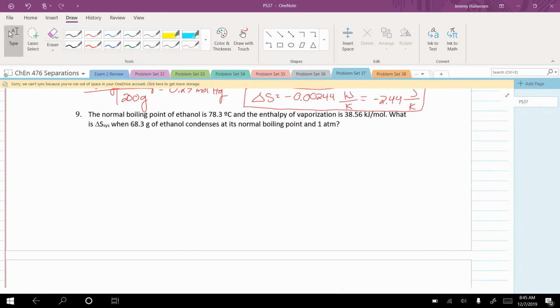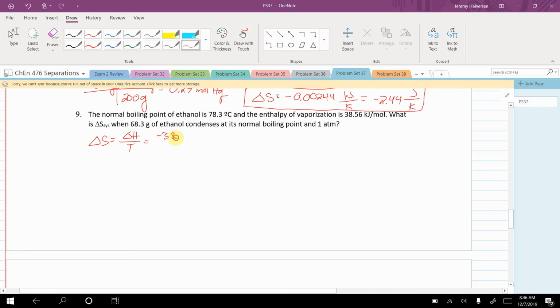All right, the normal boiling point of ethanol is 78.3 degrees Celsius. The enthalpy of vaporization is 38.56 kilojoules per mole. What's the delta S of the system when 68.3 grams of ethanol condenses at its normal boiling point in 1 atm? Okay, so this is literally the exact same problem again. We've got a phase change, so delta S equals delta H over T, which in this case, delta H is the enthalpy of vaporization, and are we vaporizing? No, we're condensing. So again, I need to flip the sign on that.